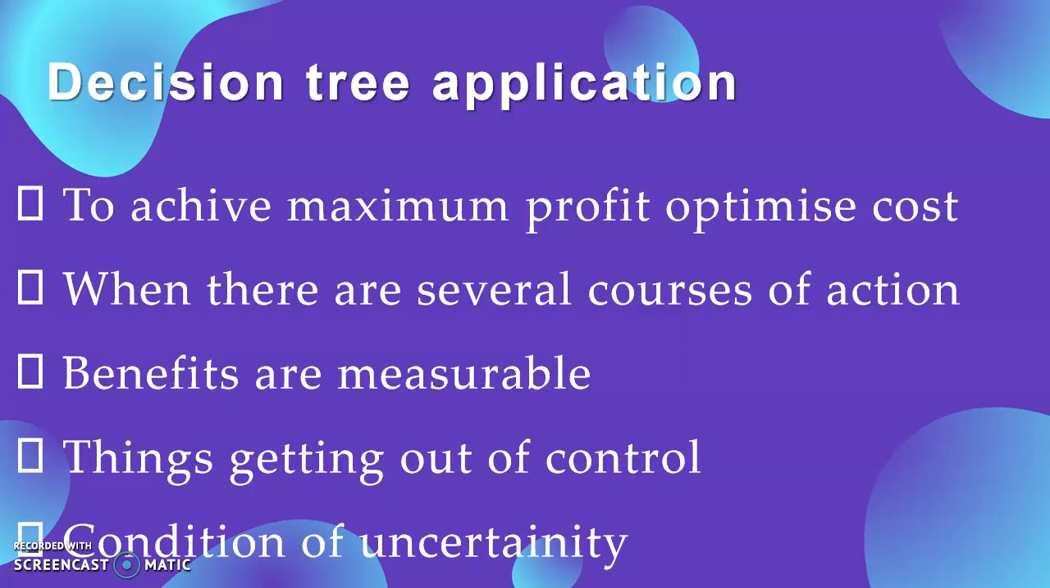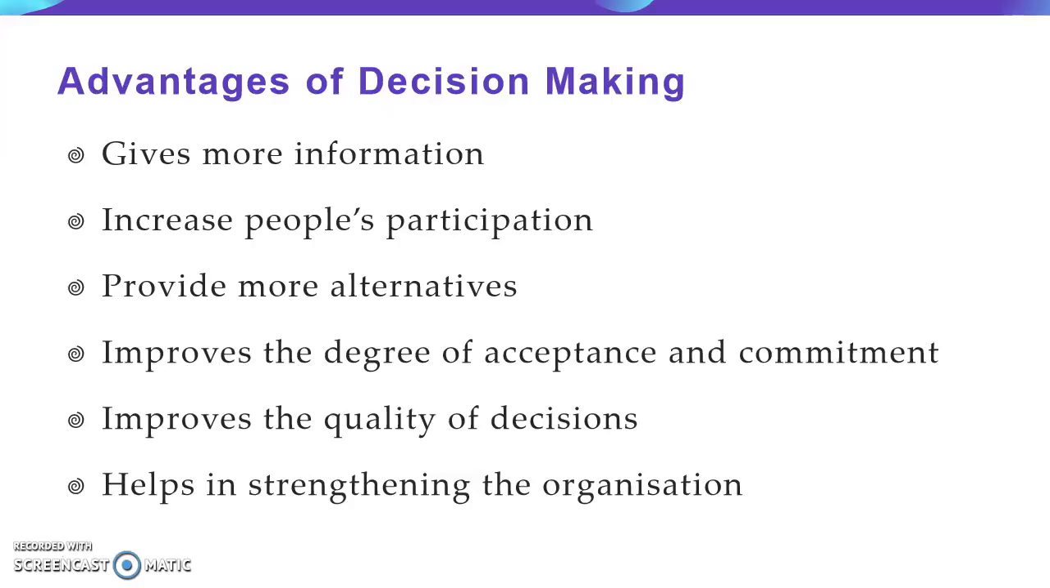So, under the condition of uncertainty, decision trees are most effectively used. Then, the advantages of decision making. There are certain advantages, for example, it gives more information. A good decision making process acquires enough information before taking any action.